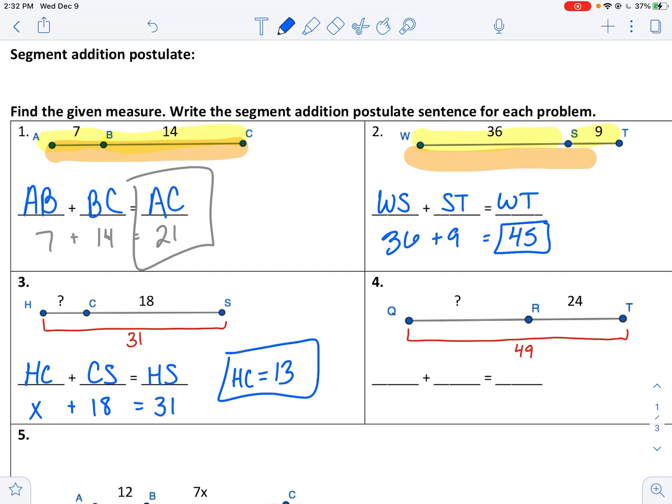And number 4, why don't you pause the video, see if you can get that one. So something plus 24 equals 49. And that would be 25.